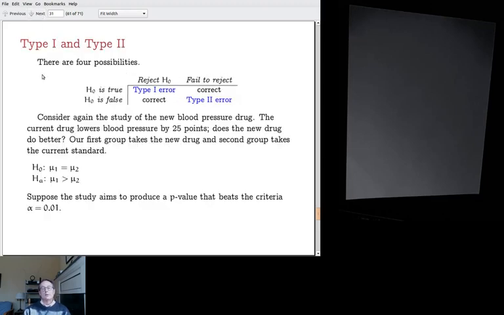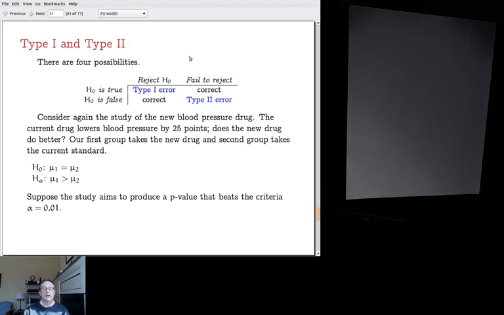So that gives us four possibilities. H naught is true, or H naught is false, and either the study rejects H naught or the study fails to reject H naught. Those are the four possibilities that can happen. Let's suppose, for example, that you're writing for the journal Foot and Ankle Surgery, and you're proposing a new surgery to fix strained tendons in shot putters.